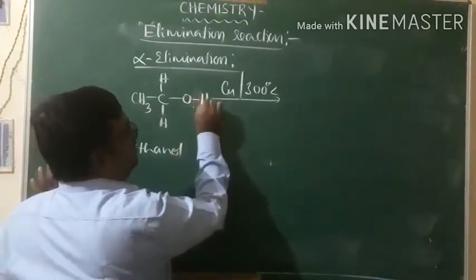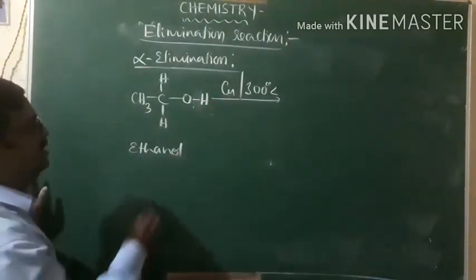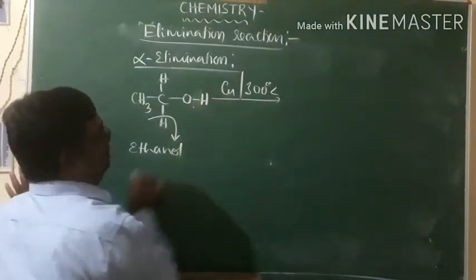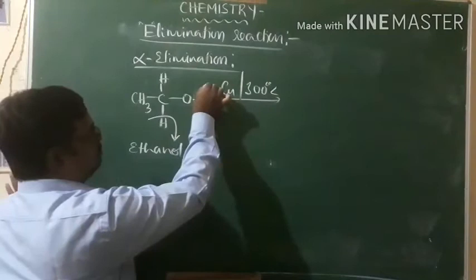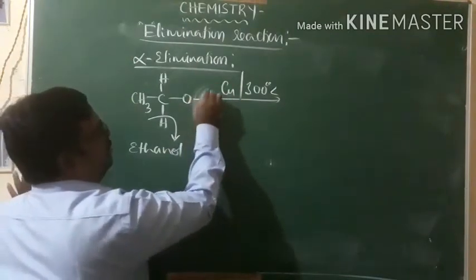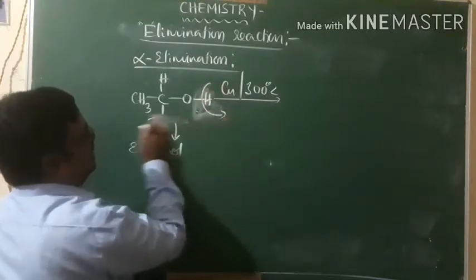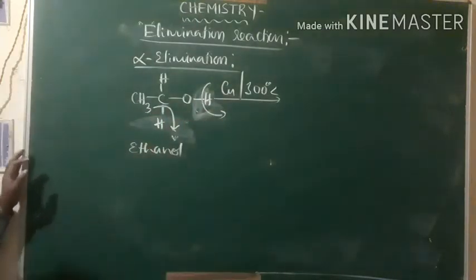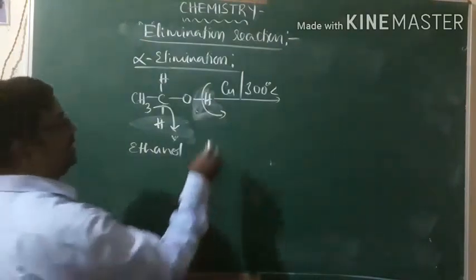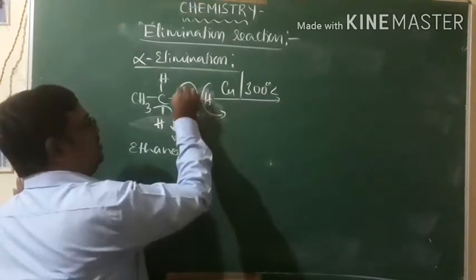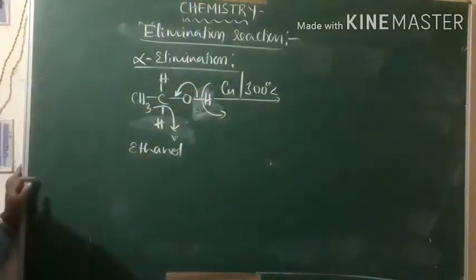Dehydrogenation, what is that? Removal of hydrogen. Here, what happens, I am removing this hydrogen, and also this hydrogen, that is in the form of H plus. This will be in the form of H minus. Again, if I remove this hydrogen in the form of H plus, this will be shifted over here.